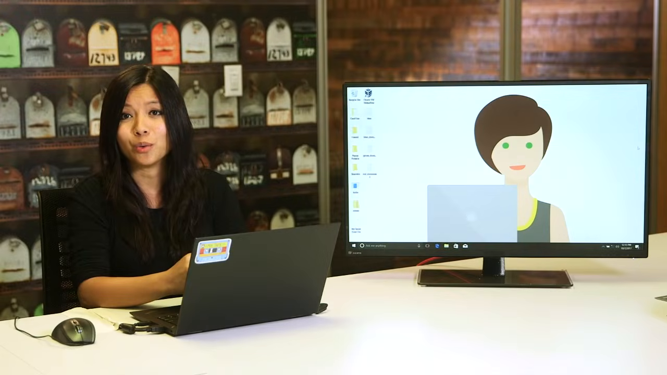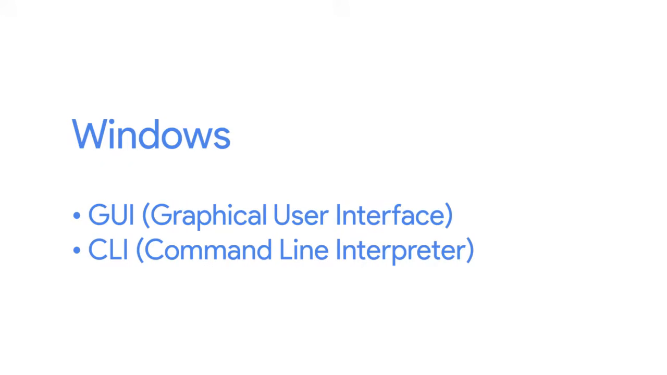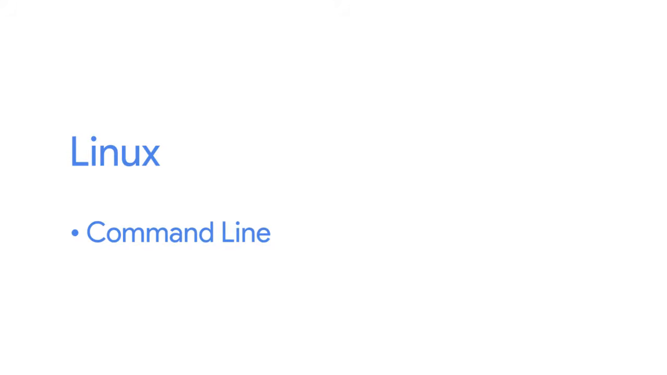We dipped our toes in the Windows and Linux OSs in the first course of this program. Now, let's jump right in and learn how to perform all the common navigational tasks of both operating systems. For Windows, we're going to learn how to navigate the operating system using the GUI and using the Command Line Interpreter, or CLI. For Linux, we're only going to focus on learning the command line.